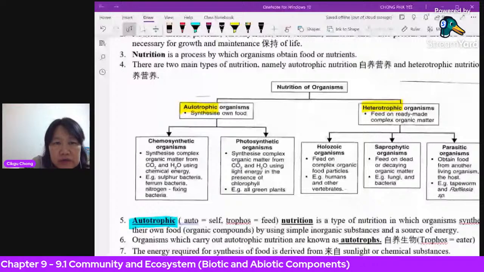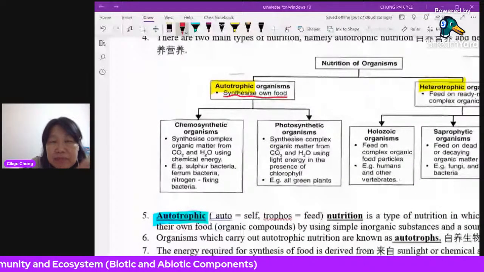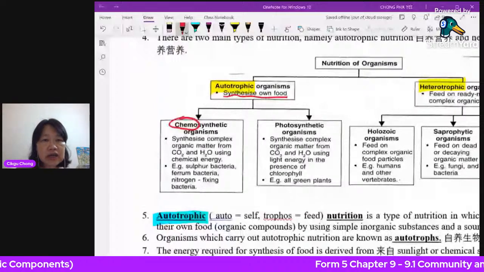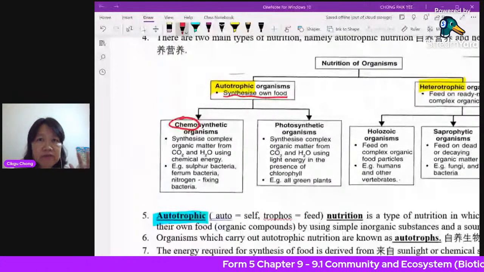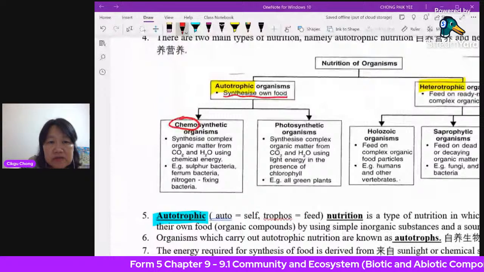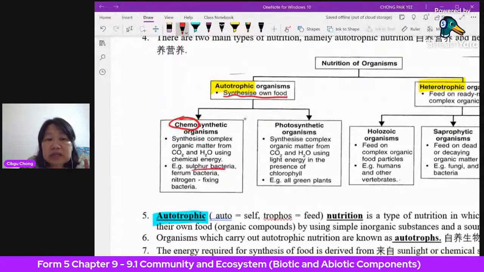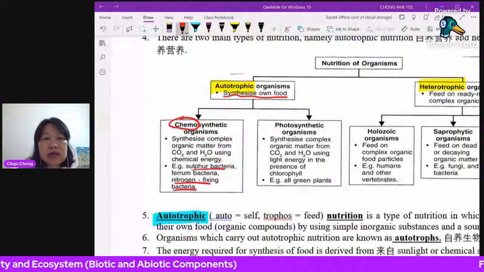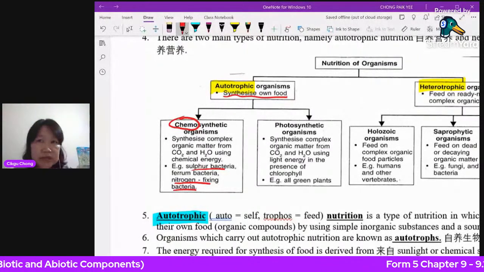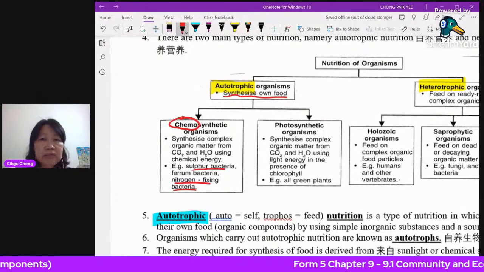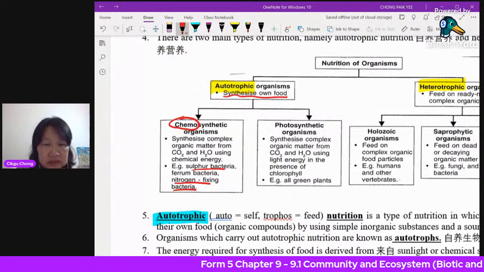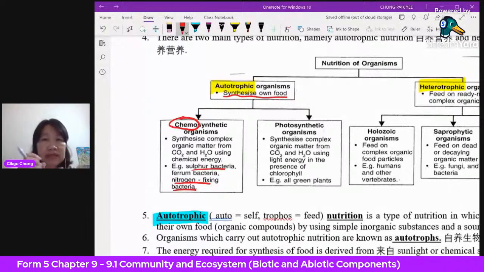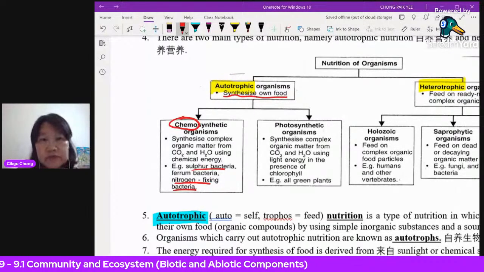Chemo: one type is they're using the chemical energy from conversion of one substance into another substance. These are done by only a very specific few types of bacteria, like sulfur bacteria. We also learned in our last lesson the nitrogen fixing bacteria in your nitrogen cycle: rhizobium, azotobacter, nostoc, anabaena. They are able to convert ammonia into ammonium, and from that they get their energy and food.